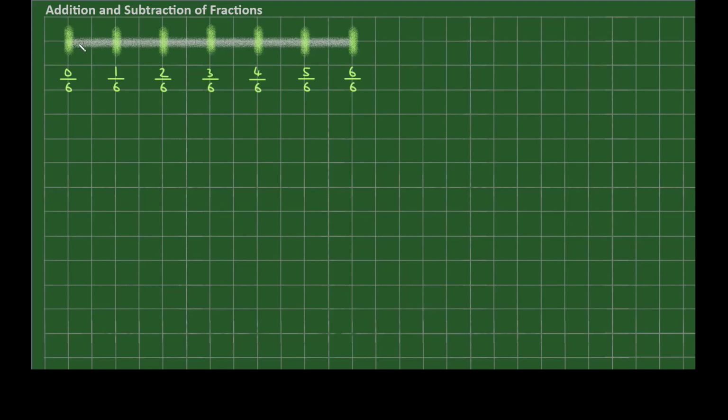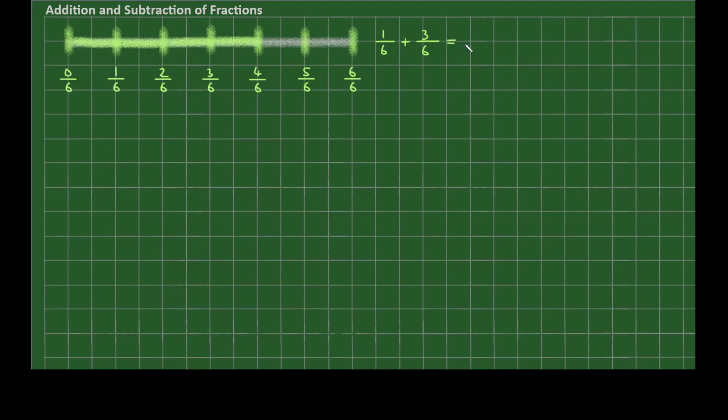I'm going to mark 1/6 on this line. Now suppose that I want to add another 3/6. On the line that would look something like this. 1, 2, 3. By inspection alone I can see that the result is 4/6. How do I show that using fractional notation?